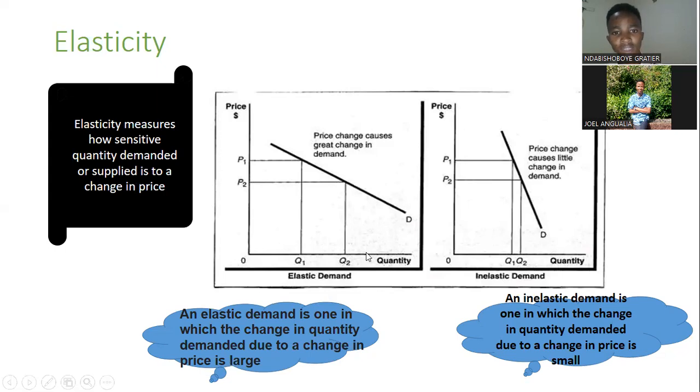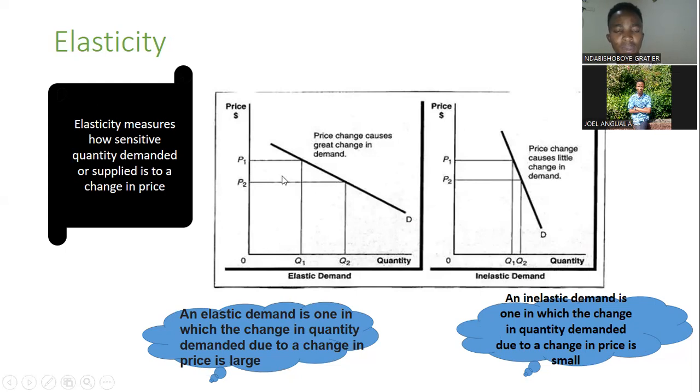So in the first case here, where my arrow is, can you see my cursor? Members, are you seeing the cursor? Yes, yes. I'm pointing it at elasticity of demand. So at this point, I mean elastic demand. An elastic demand is one in which the change in quantity demanded due to a change in the price is large.